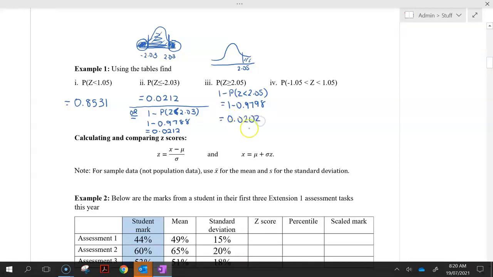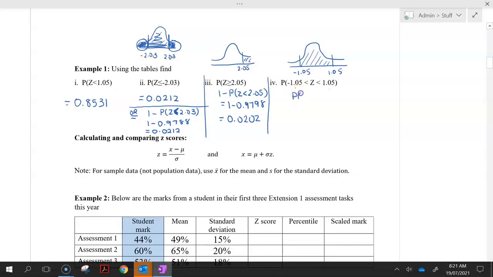.0202, so a little bit more than 2%, okay, 2% chance. And then our final type is when you're asked to find between two areas. So basically we want it between 1.05 and negative 1.05. Now in this example, these two are the same. That won't always happen. So how would you do it if they, let's pretend they aren't the same, and then maybe we'll talk about tricks if they are the same.